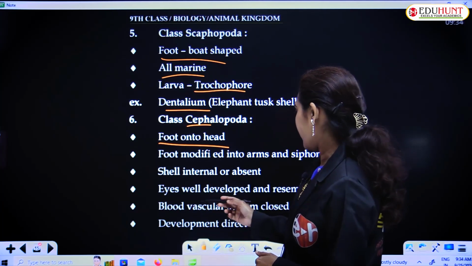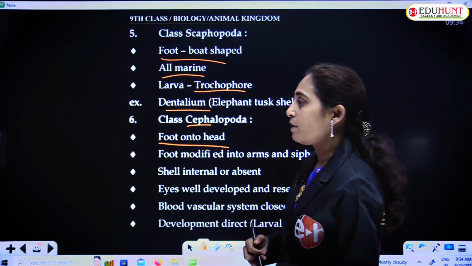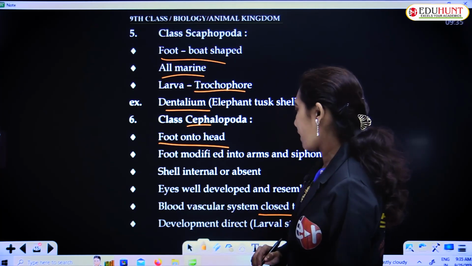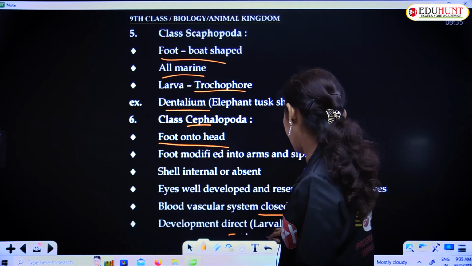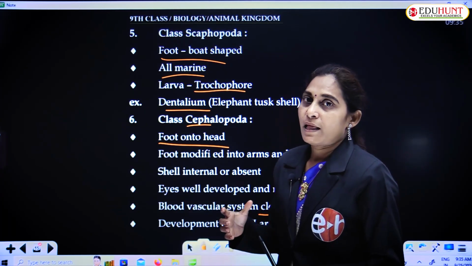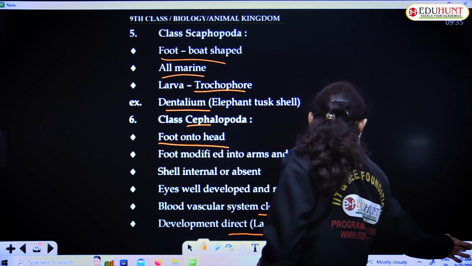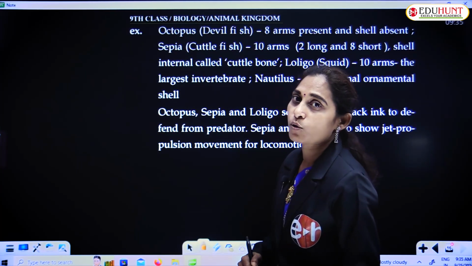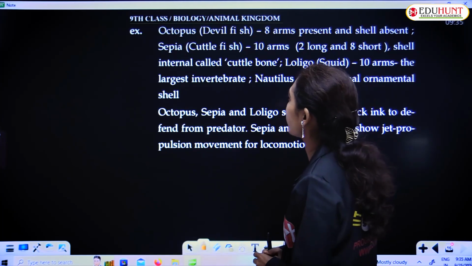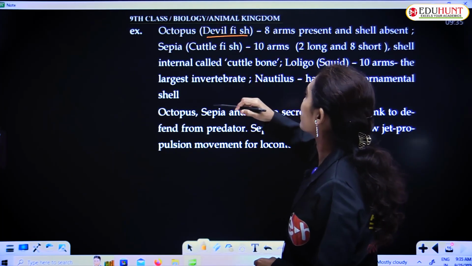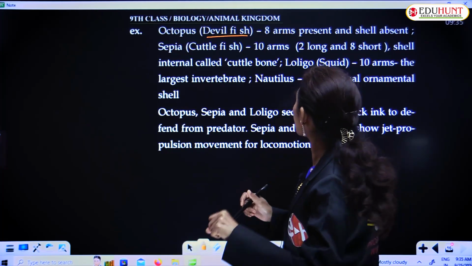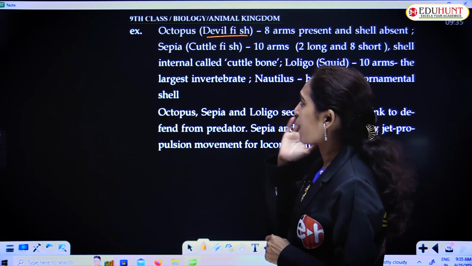And eyes are very well developed and resemble vertebrate eyes. Blood vascular system is closed type and development is direct, that means the larval stage is lacking. Example, octopus. In octopus, what kind of shell do we see? It's also called devilfish. 8 arms. They have suckers and shell is absent.